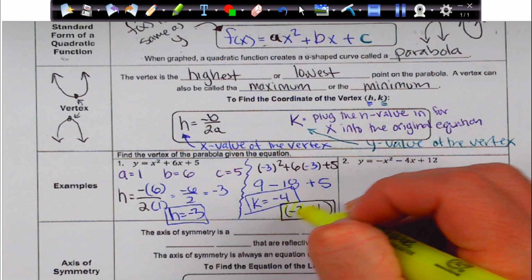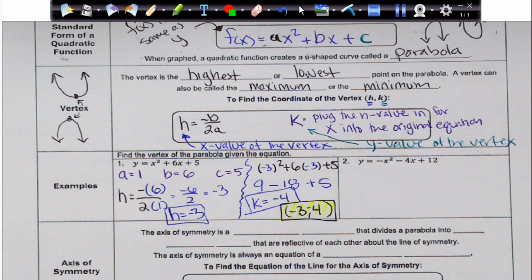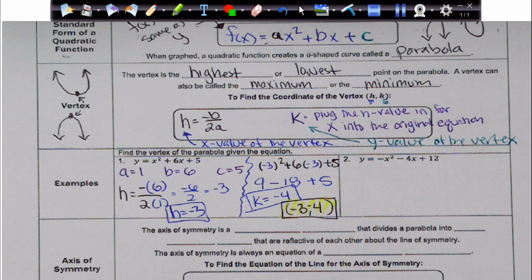Yay, Mr. Smith, you're so good at math. I know. Quiet down, big crowd.